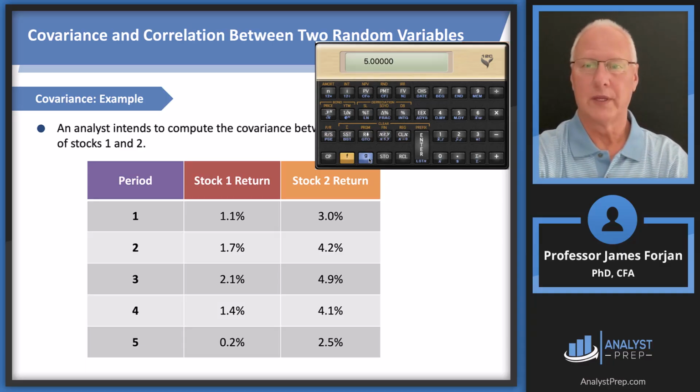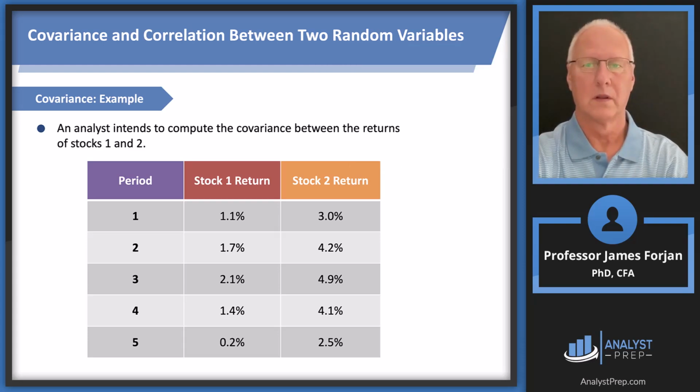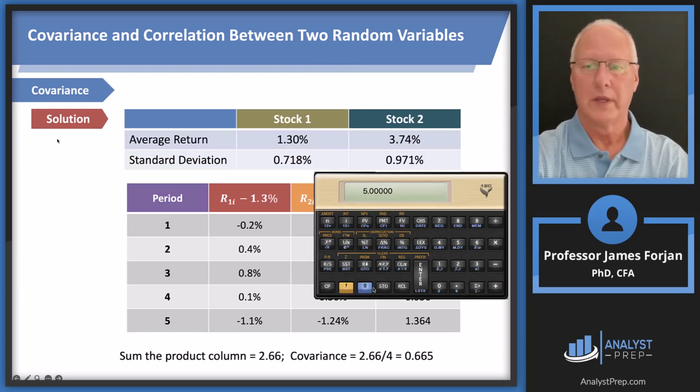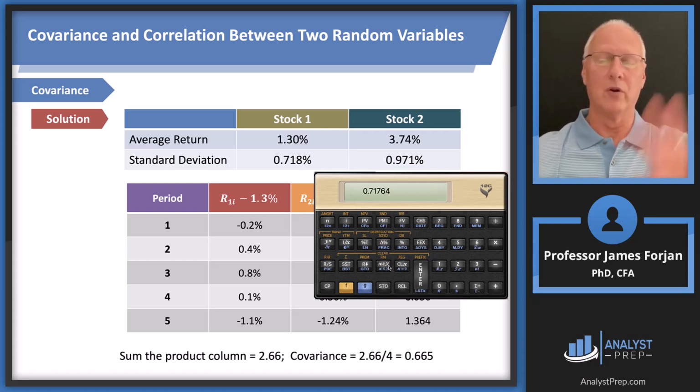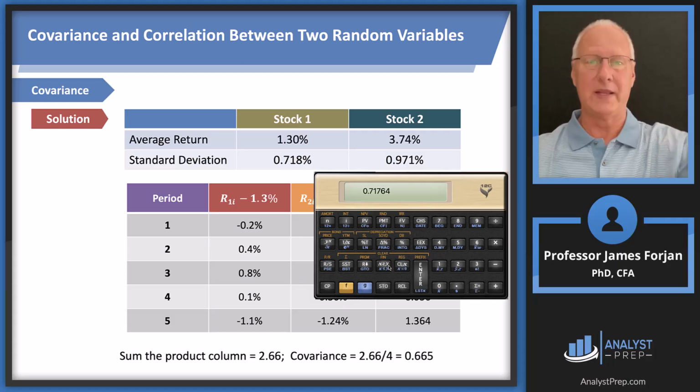So what we can do is, see the blue here? There's an X bar and an S. So we can do a blue X bar. There's 3.74. That's for stock 2. And I can hit the XY, and I'll get the other one, right? So there's the 1.3. Then I can do blue S. There's my 0.79. Then I can do XY. And there's my 0.71764.